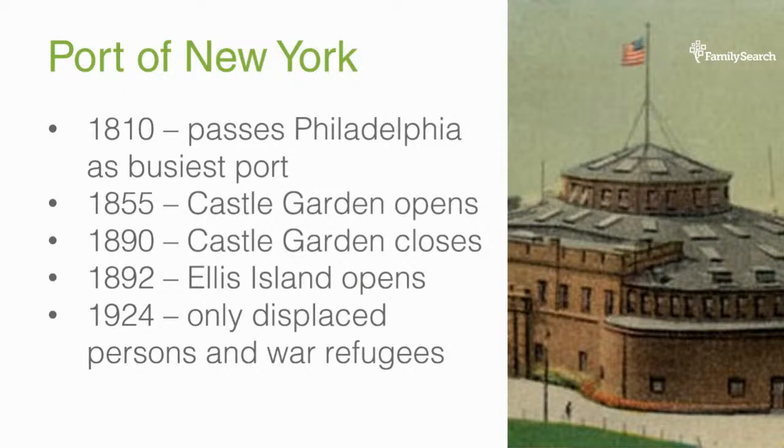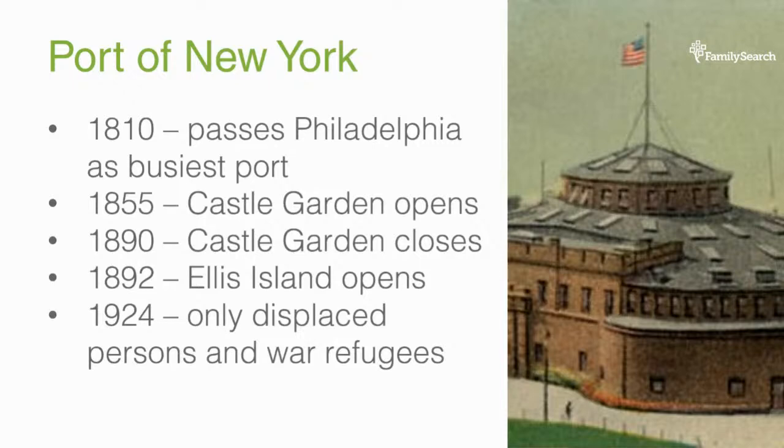And then starting in 1924, with the 1924 Immigration Act, because people now had to get visas prior to their immigration, Ellis Island actually only handled displaced persons and war refugees. So war refugees obviously couldn't go to get a visa in their country of origin.